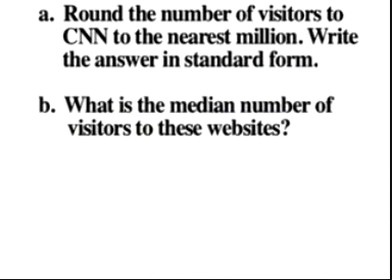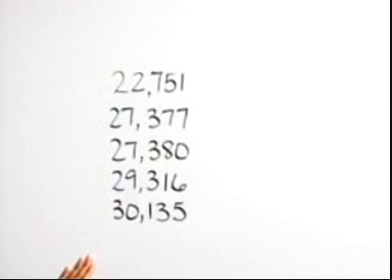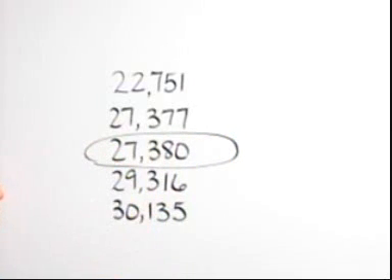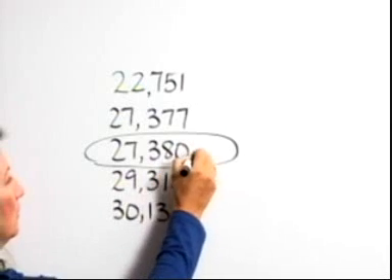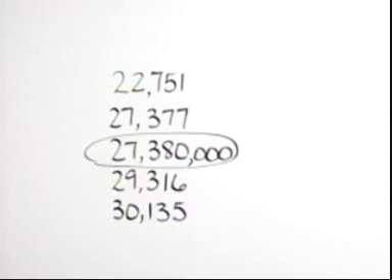And in Part B, what is the median number of visitors for these websites? As you can see, I've already listed it smallest to largest, and we simply want the center value, which is the 27,380. But it's in thousands, but we do want it as millions. So be sure to add your zeros.